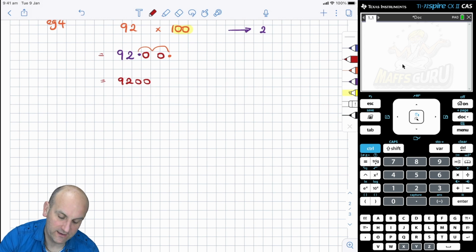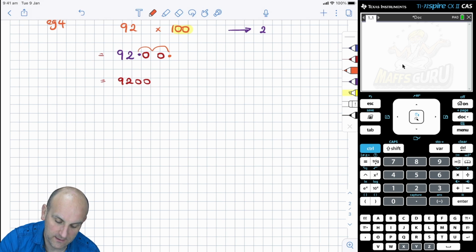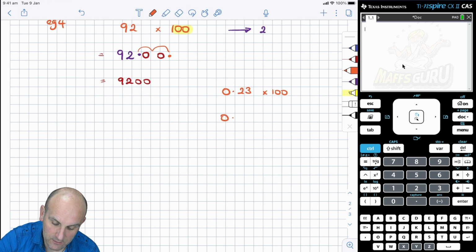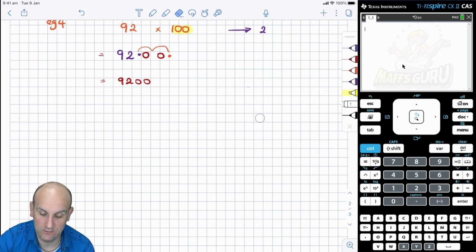Because if I had, for example, using the shortcut, the number 0.23 and I wanted to times that by 100, then your shortcut fails horribly. Because then what I'm going to end up with is 0.23 with two zeros on the end. Well, the decimal point's in exactly the same place, and in fact, they're the same number. So banging two zeros on the end really does not work.